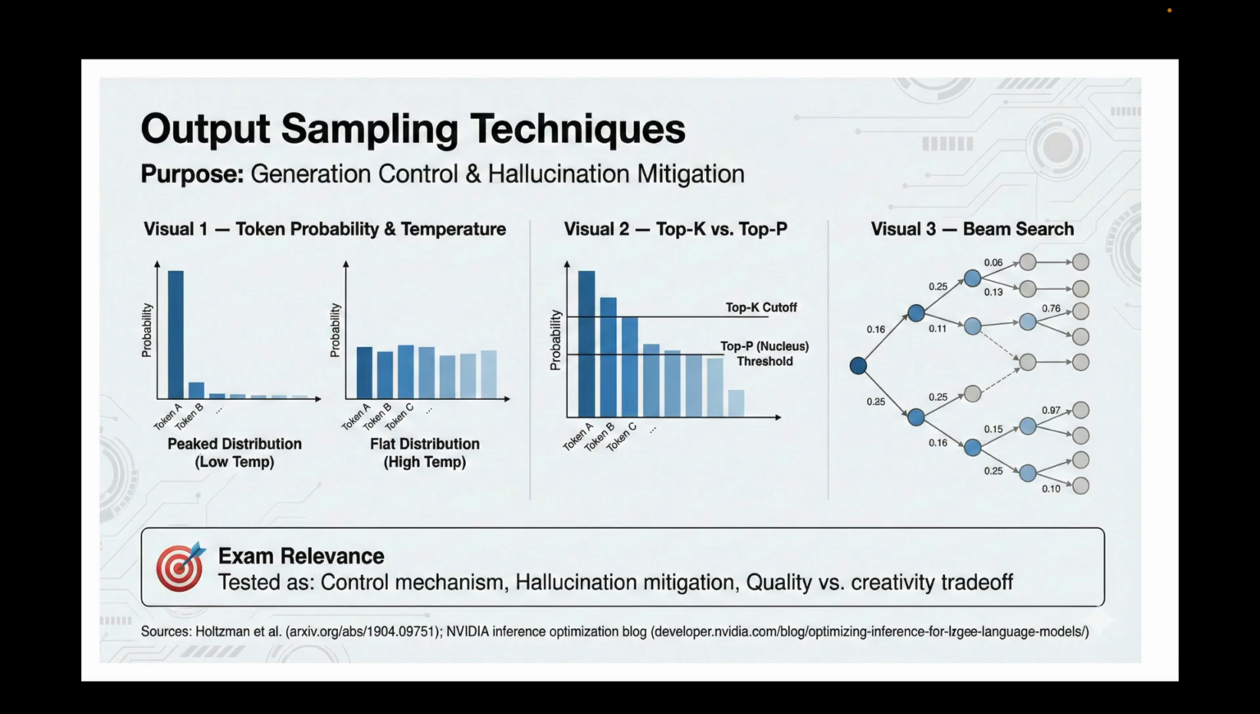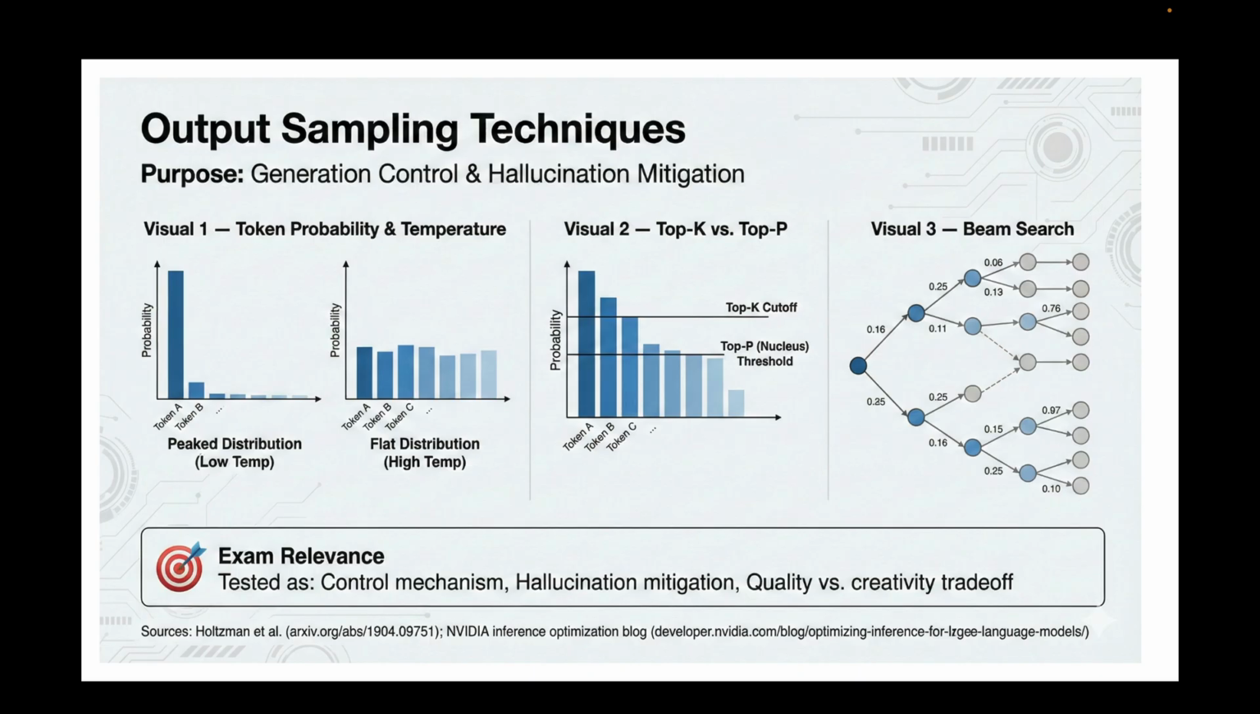Temperature is your main lever for creativity. A high temperature flattens the probability curve, making rare words more likely to be chosen, but also increases the risk of nonsense. A low temperature, on the other hand, makes the model conservative and deterministic.